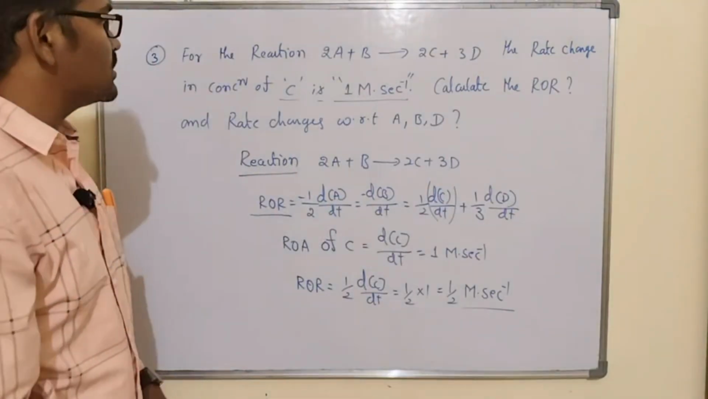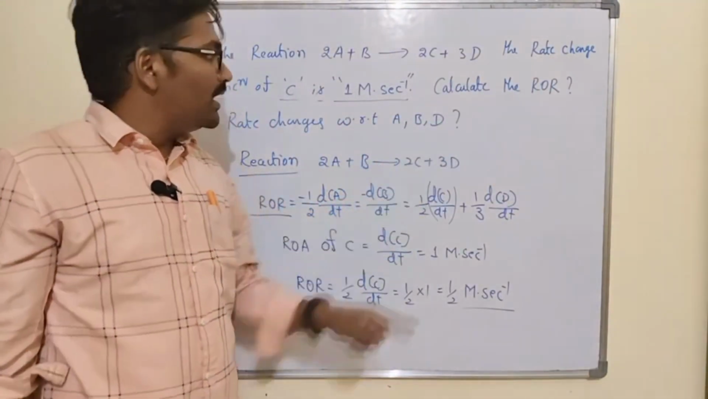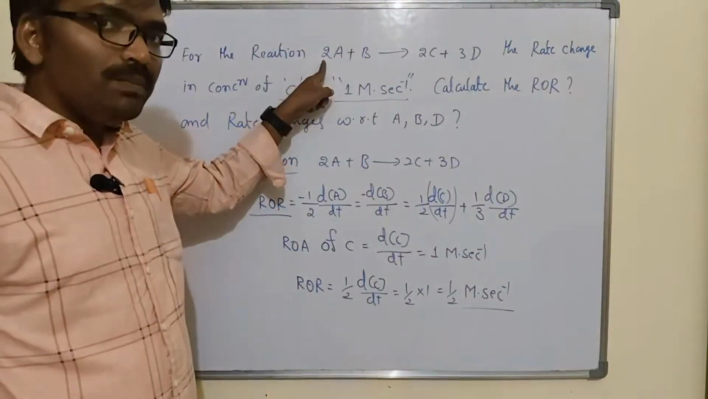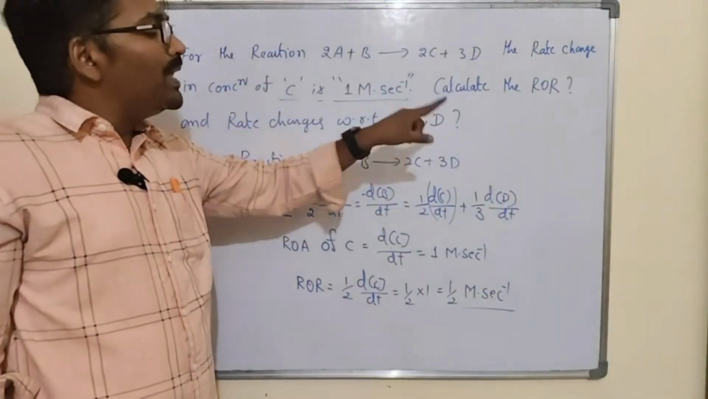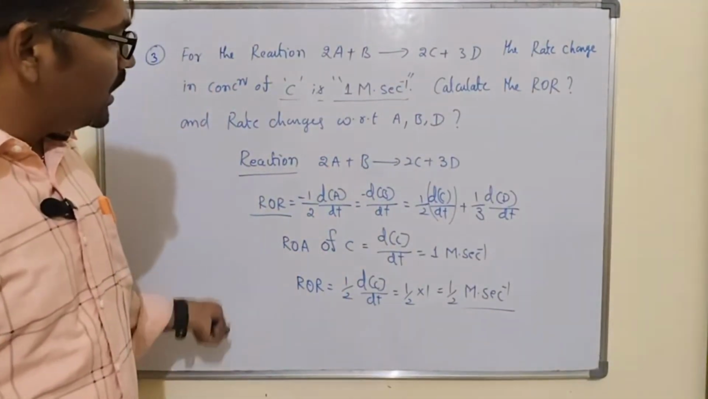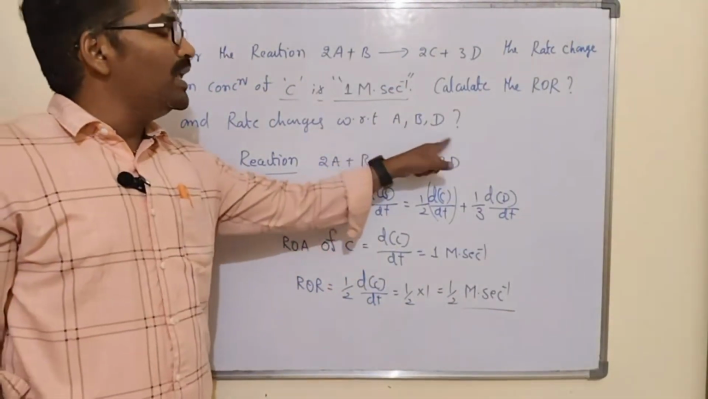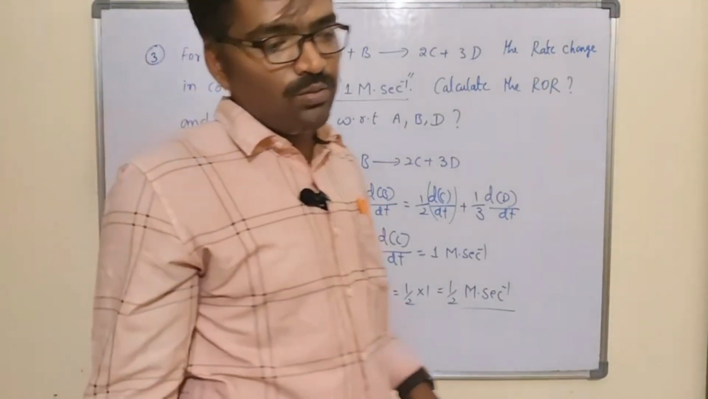Then one more thing they are asking: the rate changes with respect to A, B, D. That means the rate of disappearance of A, the rate of disappearance of B, and the rate of appearance of D. All these we have to find out. So find them out, and explain the answers for the changes of A, B, D in the comment session. Then thank you very much.